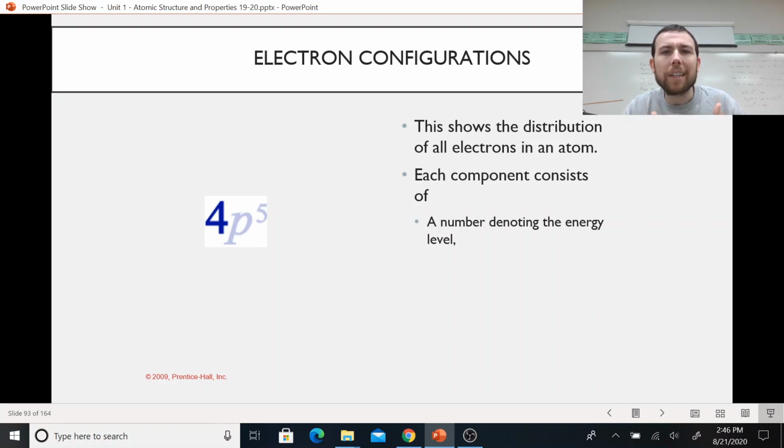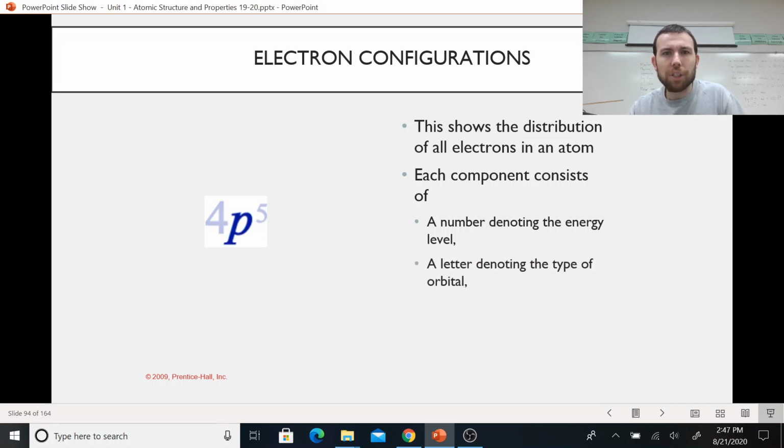And when we take a look at this, as you look to the left there, you've got that representation for 4p5. And so when you look at an electron configuration, it's always going to consist of the following components. The first thing that you'll notice, which is highlighted right now, is a number denoting the energy level. So that 4 in front of the p5 is indicating that energy level. That would be our principal quantum number. So in this particular case, that's telling me that it's in the 4th energy level.